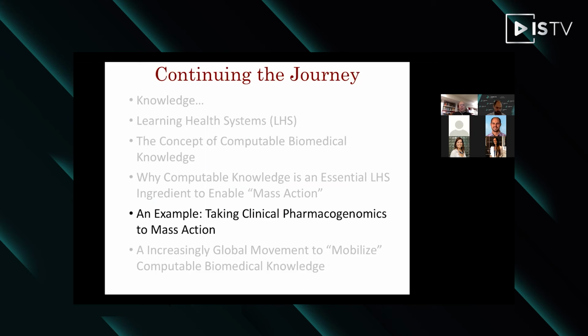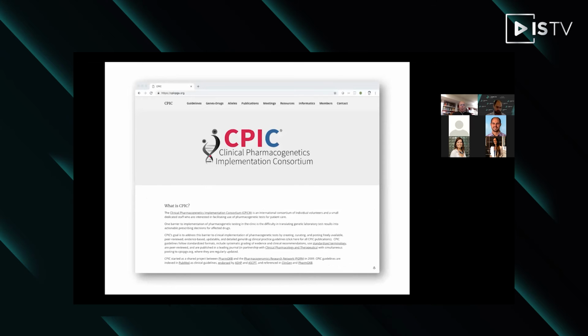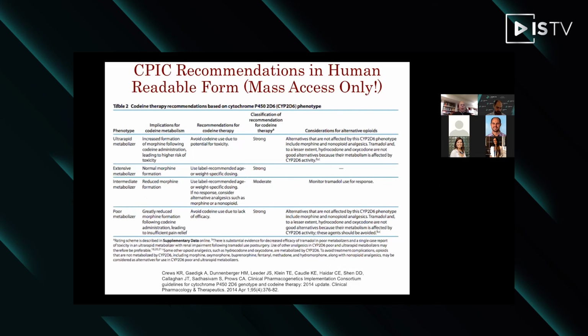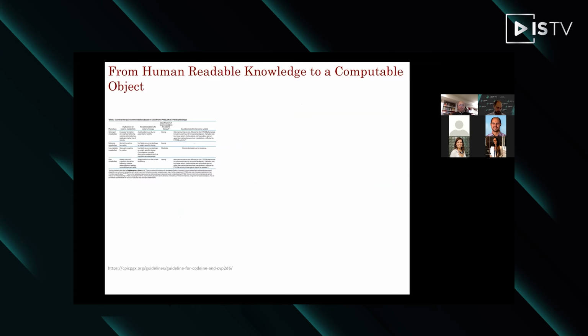So just to illustrate this a bit and show you how it might work in practice, we have taken great interest in clinical pharmacogenetics, and particularly the knowledge that has been assembled by the Clinical Pharmacogenetics Implementation Consortium in the US called CPIC. Well, it turns out this is what the CPIC recommendations look like now. This is the knowledge that has been generated, and as you can see, it is represented in human readable form. You can't compute on this.